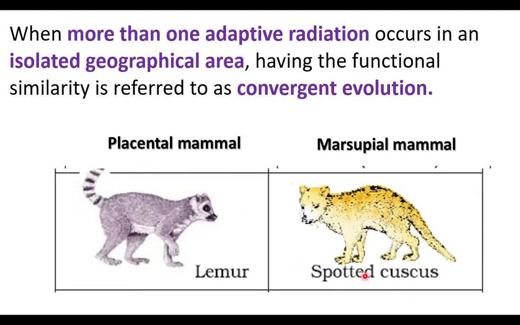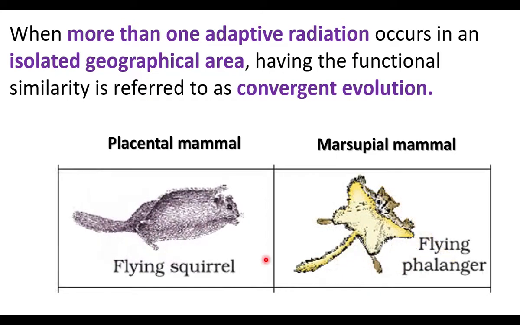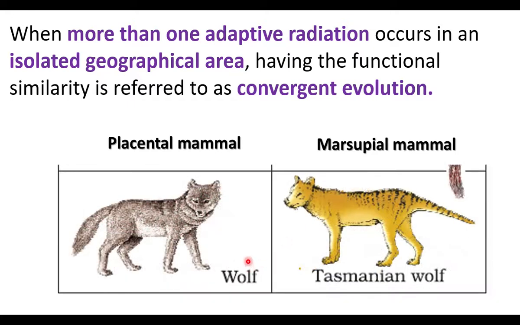Lemur and spotted cuscus, flying squirrel and flying phalanger. This is placental, this is marsupial. They show functional similarity. What similarity? Flying. And the wolf in placental mammals and the Tasmanian wolf in marsupial mammals. So both show convergent evolution, functional similarities, the same food habit. Both are carnivorous. So in this part we discussed adaptive radiation with the examples of Darwin's finches, marsupials in Australia, and placental mammals.